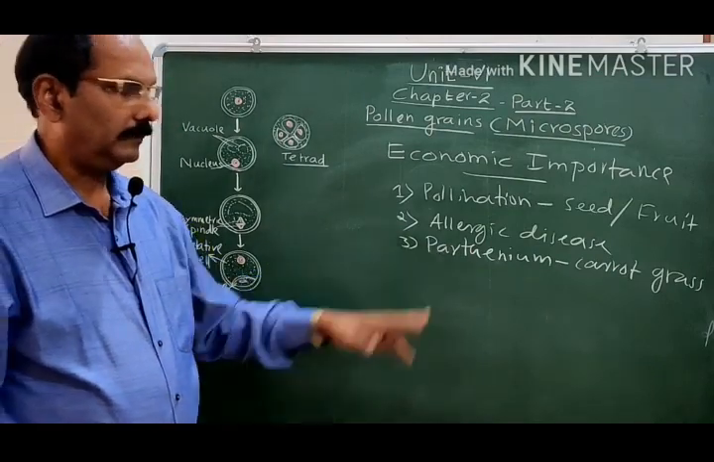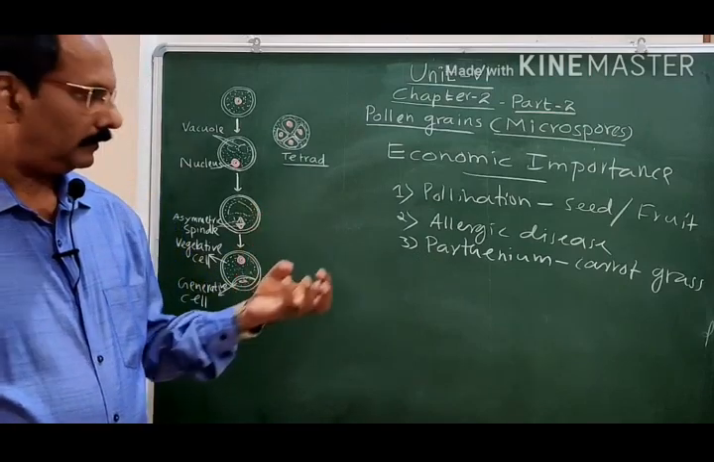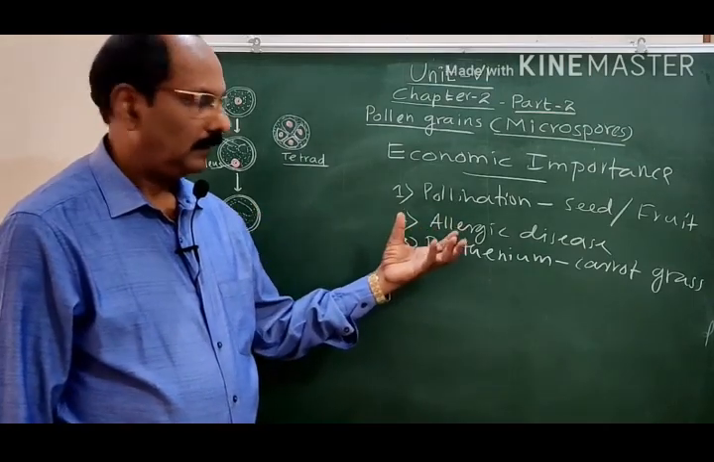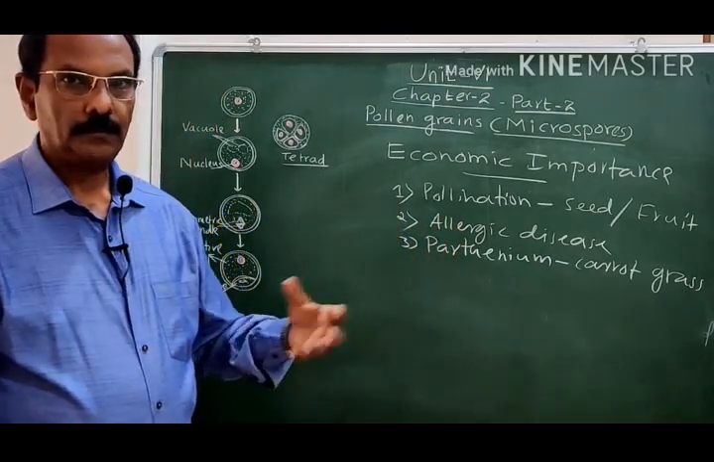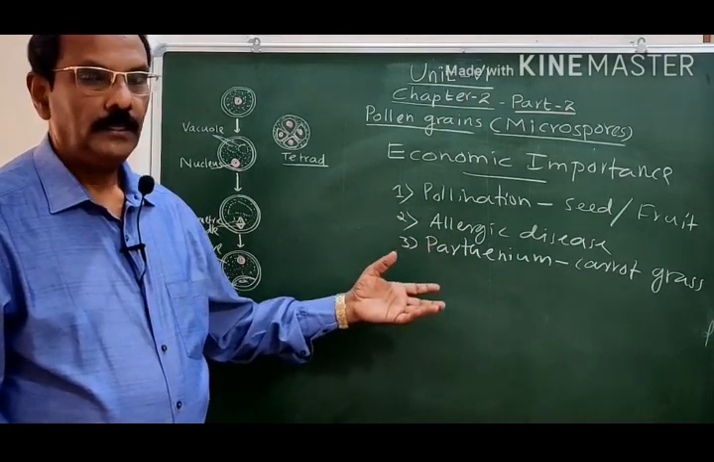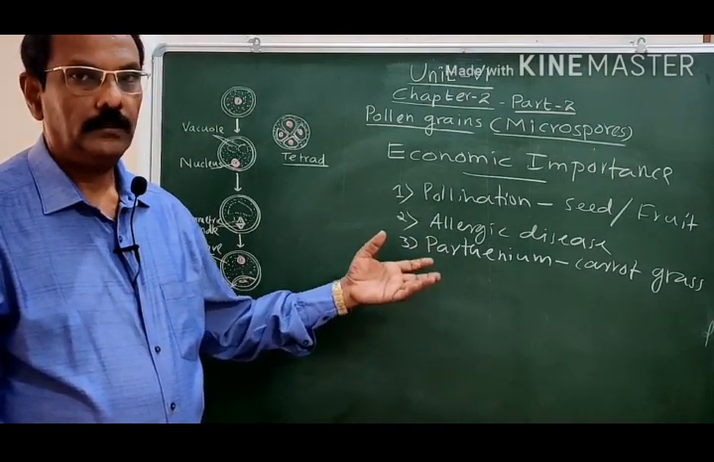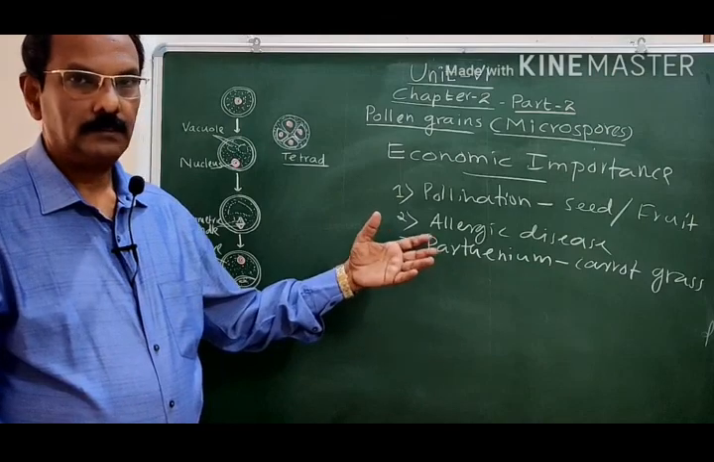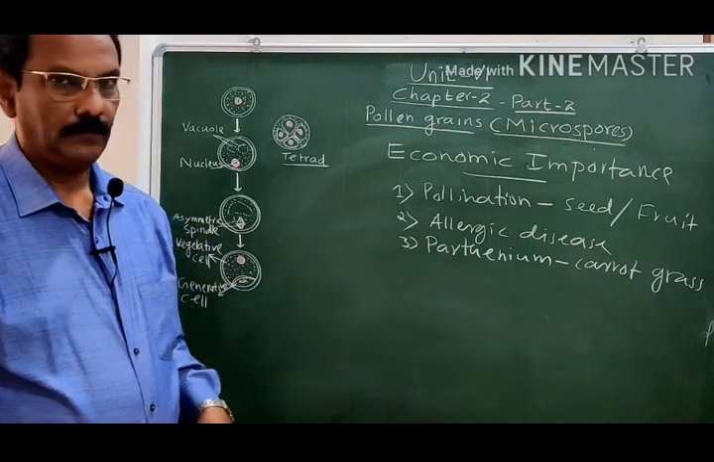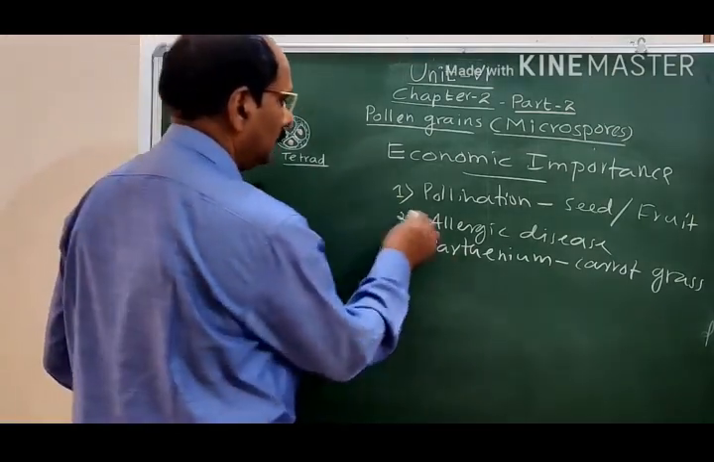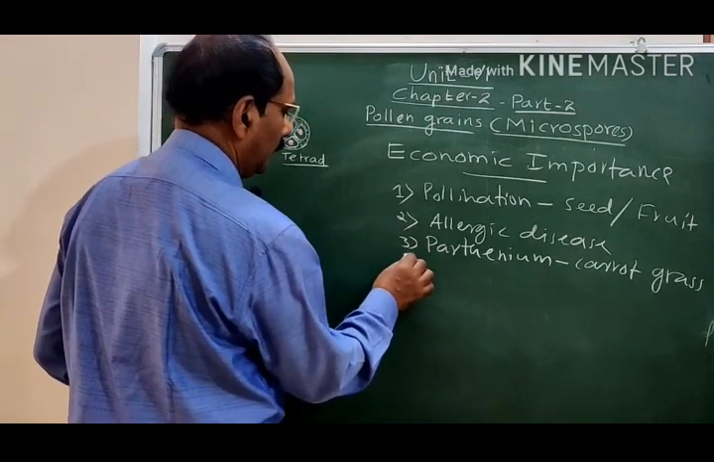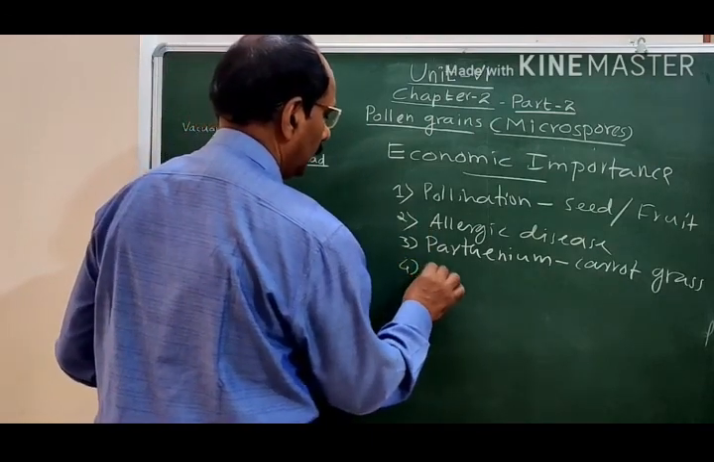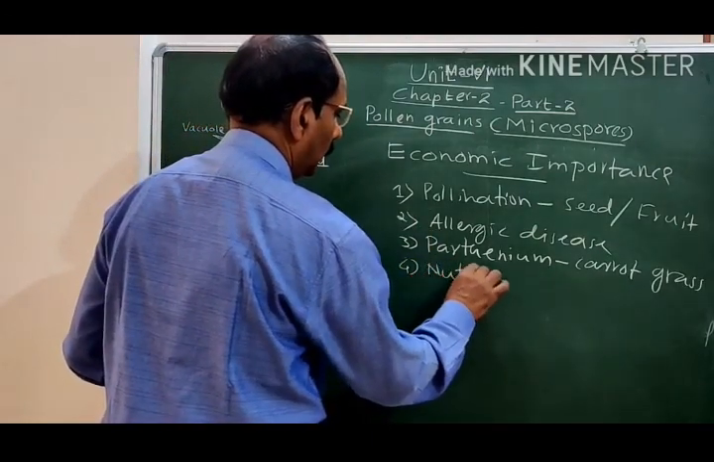So Parthenium produces pollen when flowering: the flower opens and the pollen grains spread, and these pollen grains cause acute and even chronic respiratory symptoms. That is the bad effect. One of the good effects is that the pollen grains contain nutrition.